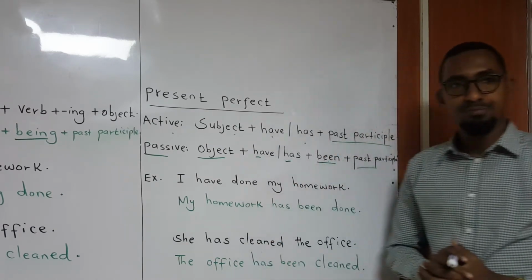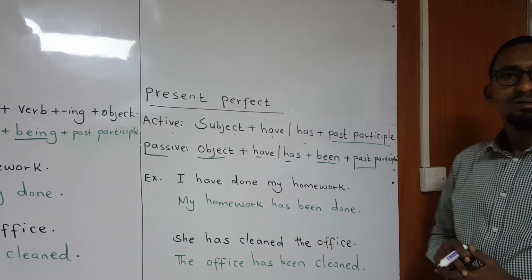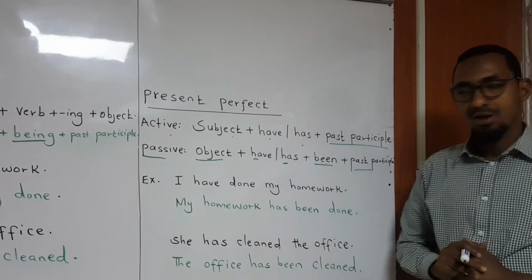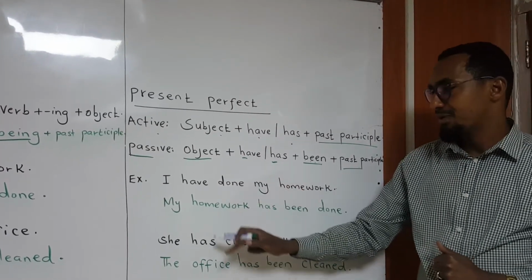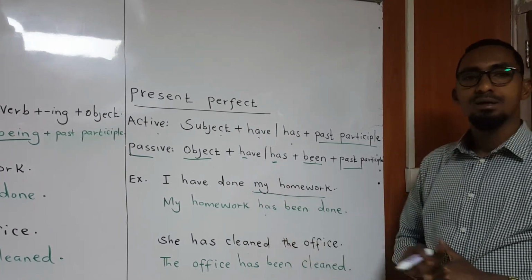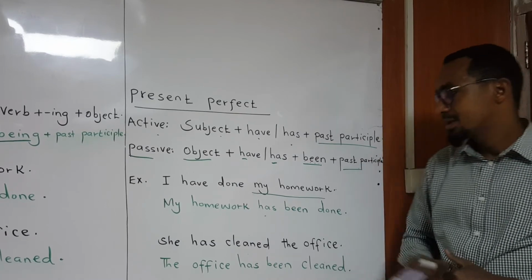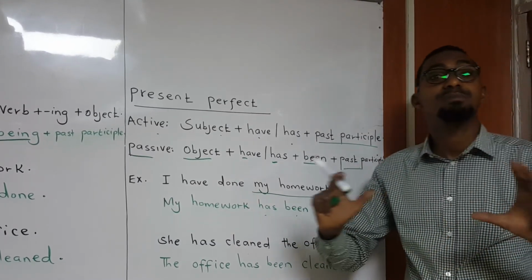Let's look at the examples. I have done my homework. This is present perfect, simple. I've done my homework. Then the passive is, we begin with my homework, and then we take the singular verb has. My homework has been done.